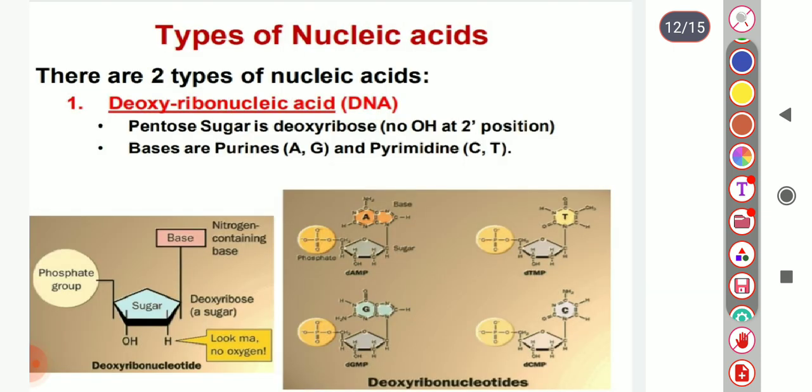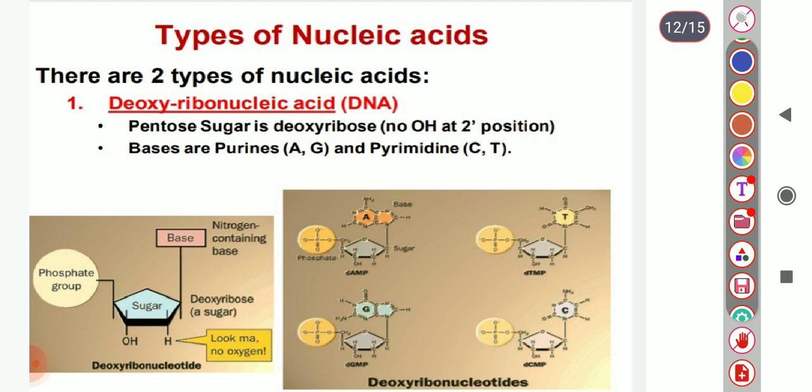Let's come to the types of nucleic acid. Nucleic acids are of two main types: deoxyribonucleic acid or DNA. Why is it called deoxyribonucleic acid? Because the oxygen group of the second carbon is absent. No oxygen is present there in deoxyribonucleic acid, and the pentose sugar of deoxyribose has no OH at the second position.